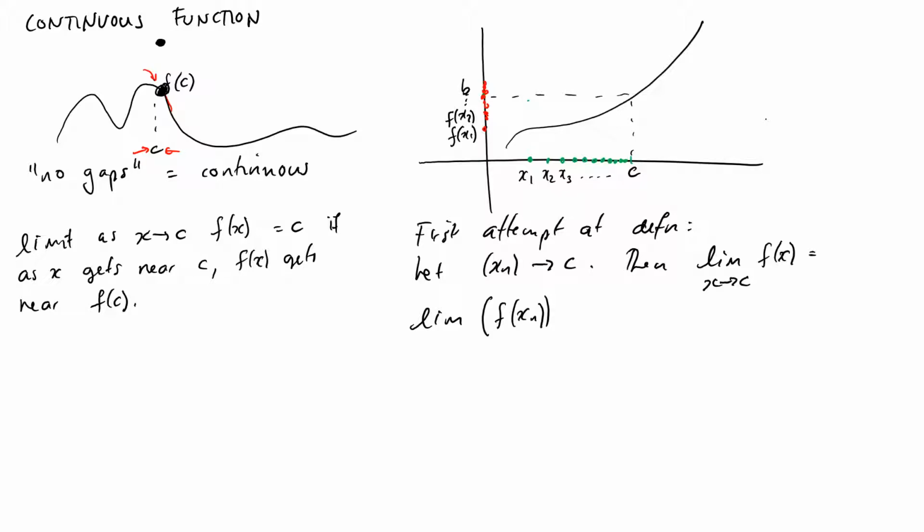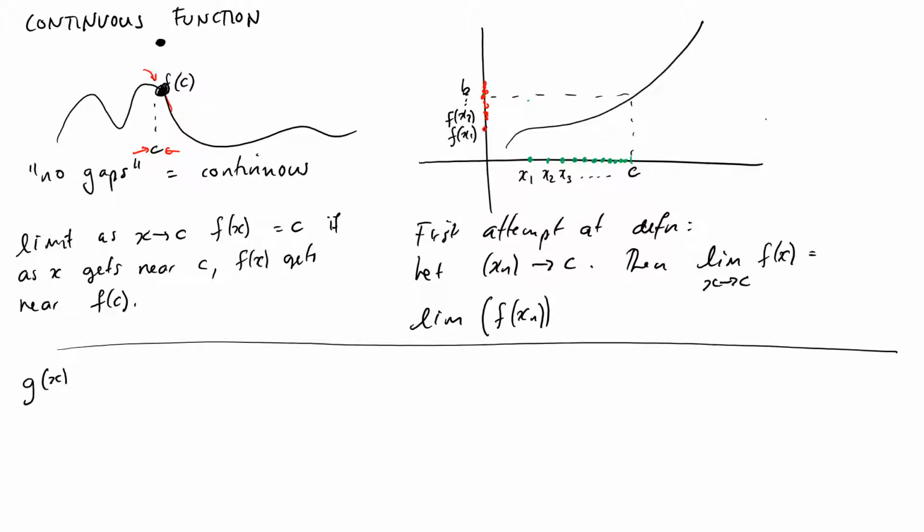But actually, it turns out it's not, and we can fabricate some horrible examples that make this definition fall down. So I'll just make some space. Here's a function that I'm going to define. It's a very strange function. It was proposed by Peter Dirichlet, and it is the following. G of x is equal to 1 if x is rational, and it's equal to 0 if x is irrational.